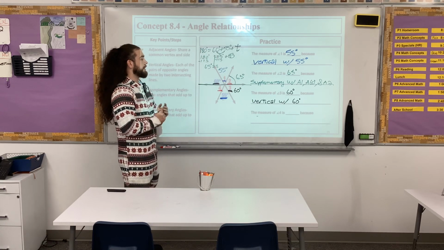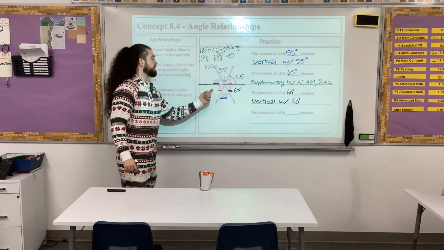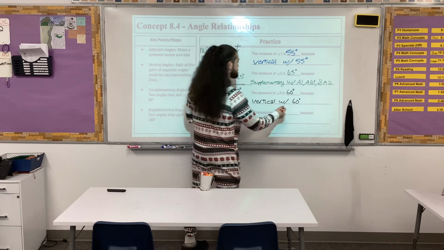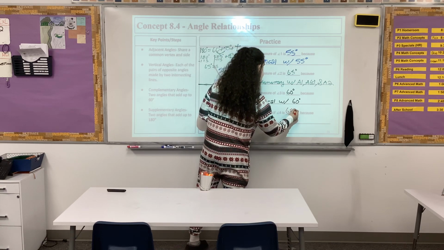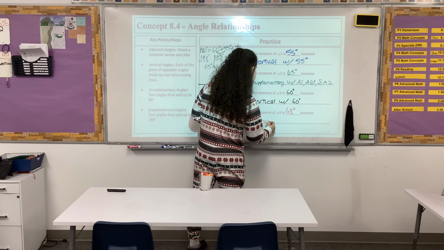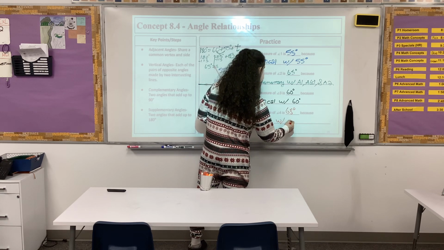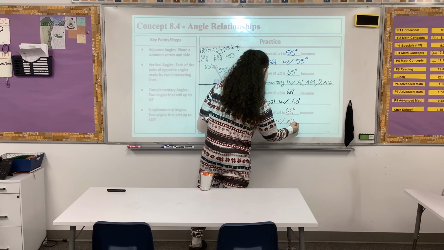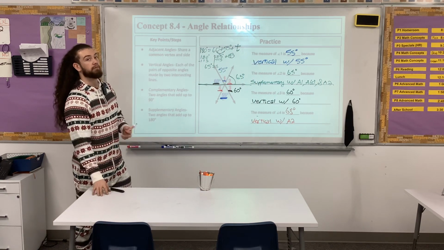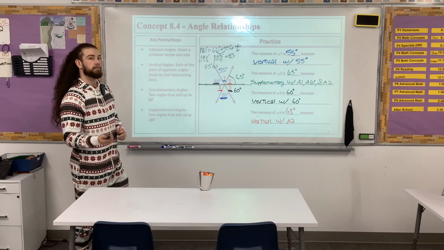Well, now that I know 2 is 65, its vertical angle is 4, so 4 is also 65 degrees. Because vertical with angle 2, A2, right? It's vertical with angle 2, so it's the same. Vertical angles are always equivalent. Let's go ahead and keep going.